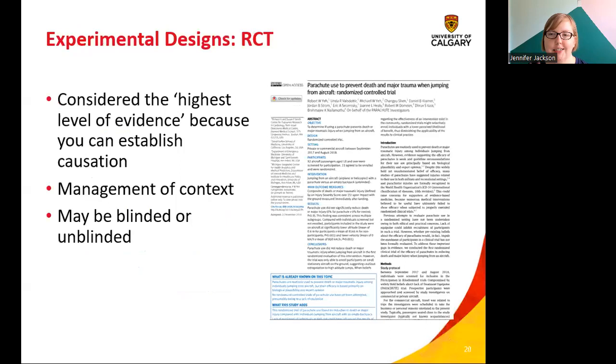So this is where we are directly doing something. We are creating some disruption in an environment to see if we can produce a given effect. And so you'll often see written that a randomized controlled trial is a gold standard, the highest level of evidence, because we can definitively prove that A causes B.